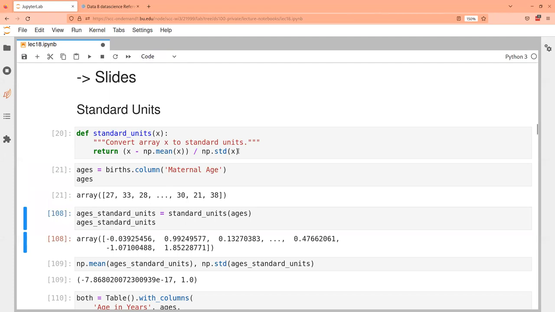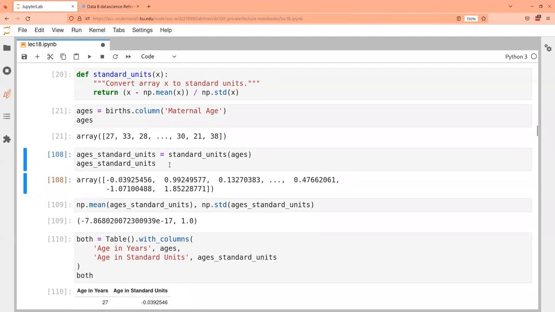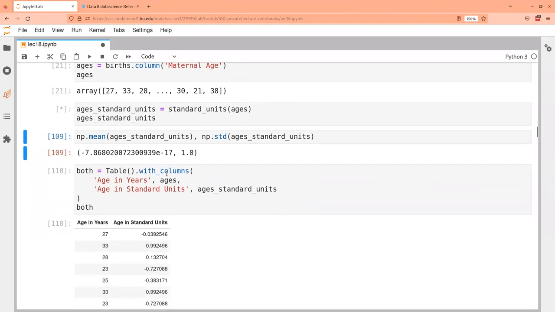And so this is just our column of maternal ages, but let's get those in standard units. Now that we have the standard units, we can look at it and we see that the average of the standard units is about 0, and the standard deviation is a 1, which is all again just trying to get a sense of your data.